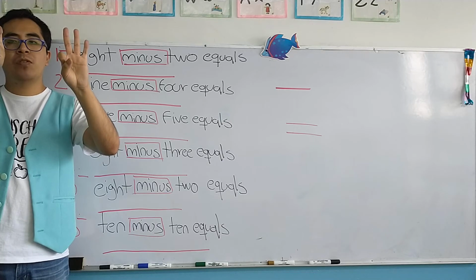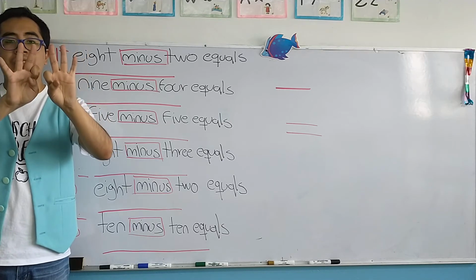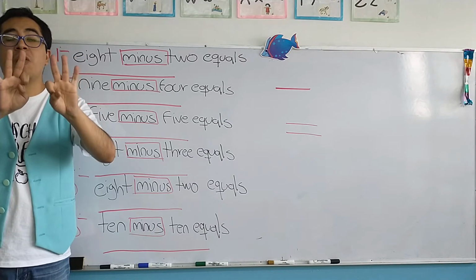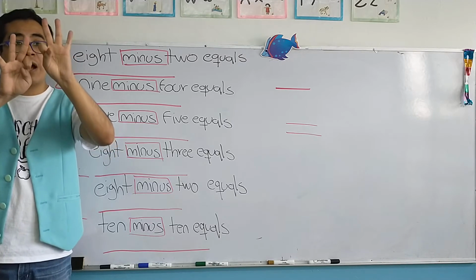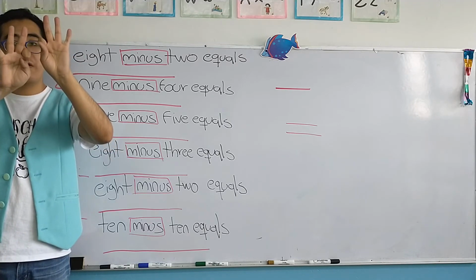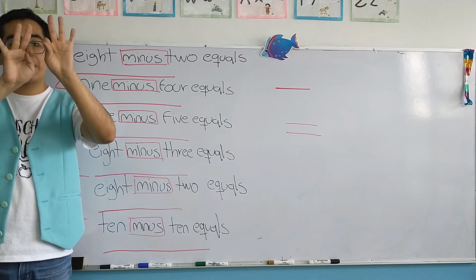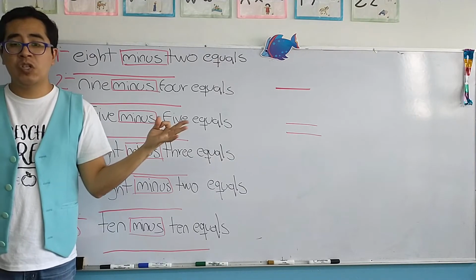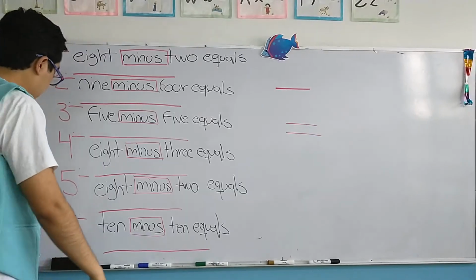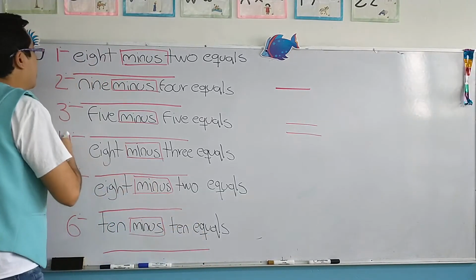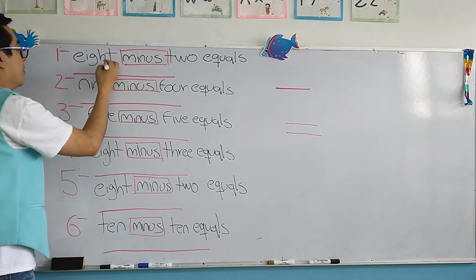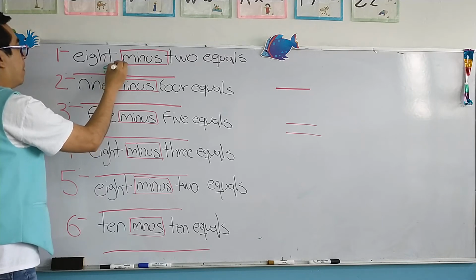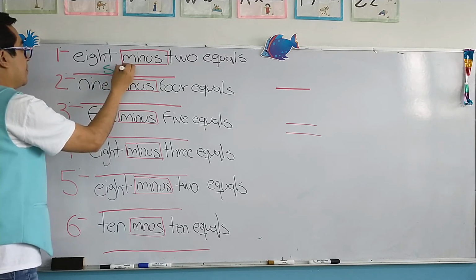1, 2. Let's see what's the total, what's the result. 1, 2, 3, 4, 5, and 6. So what's the result of the first subtraction? Number 6.